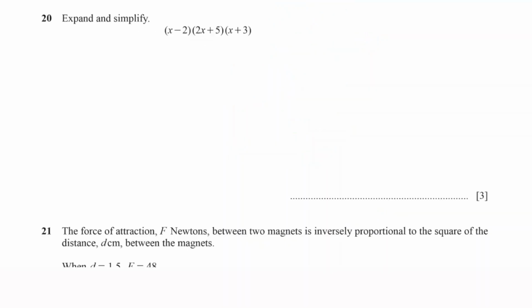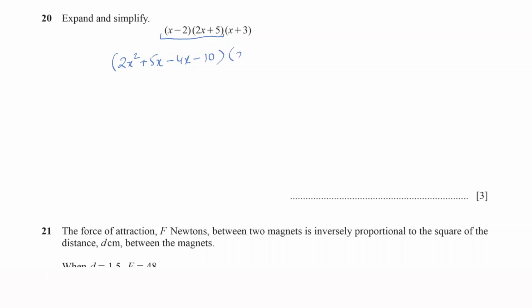Let's move on. Question number 20, expand and simplify. So let us first expand these two brackets, just by multiplying this with this, this with this, this with this, and this with this. So x into 2x gives you 2x square, and x into 5 gives you plus 5x, minus 2 into 2x gives you minus 4x, then minus 2 into plus 5 gives you minus 10, because minus 2 into 5 is minus 10. We have solved this one.